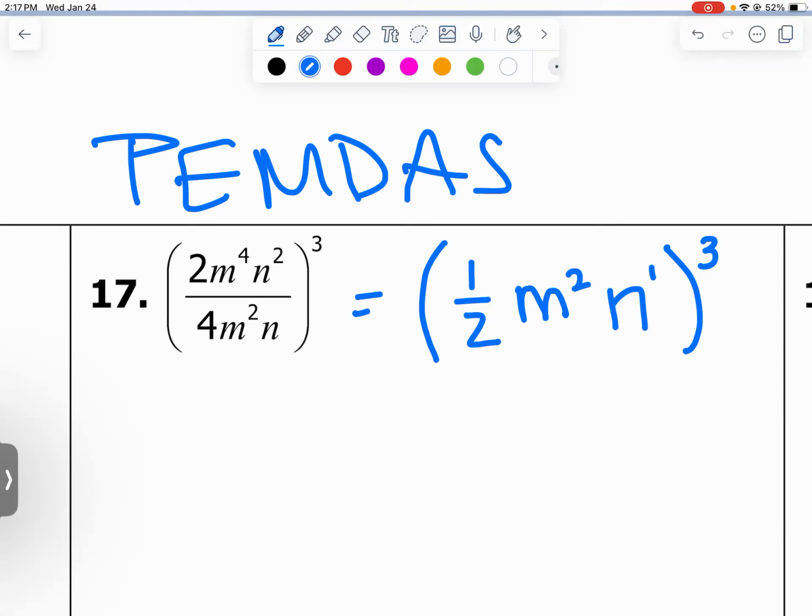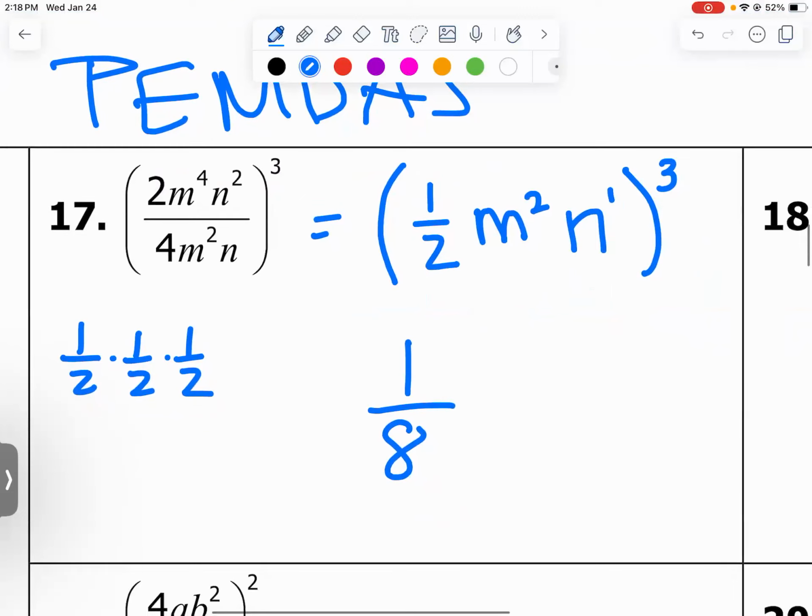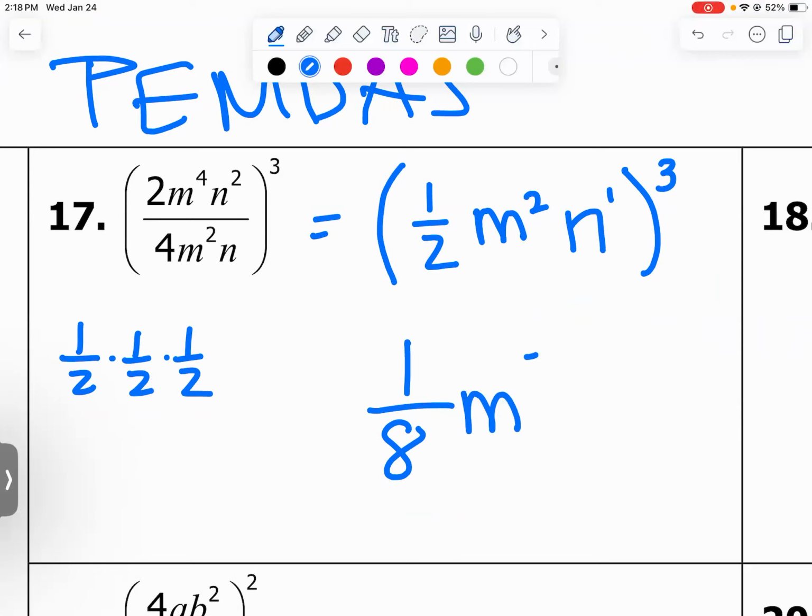Okay, help me out. What's 1/2 cubed? Yeah, 1/8. It's 1/2 times 1/2 times 1/2, which is 1/8. Multiply numerators, multiply denominators. What is the exponent for m? No, it would be 6, because we have a power to a power, so we multiply, okay?